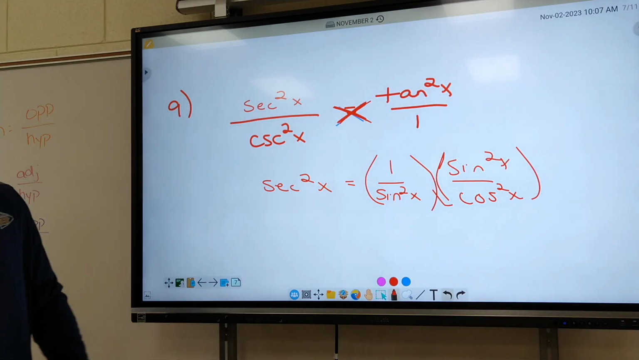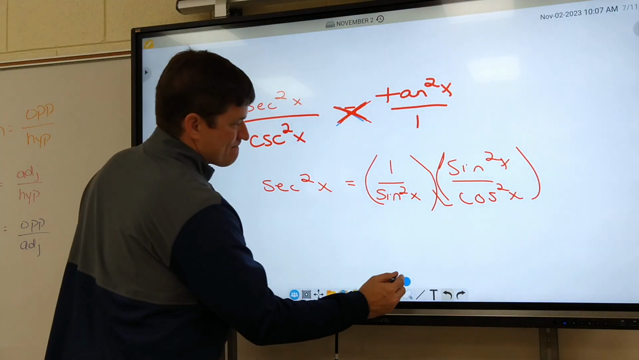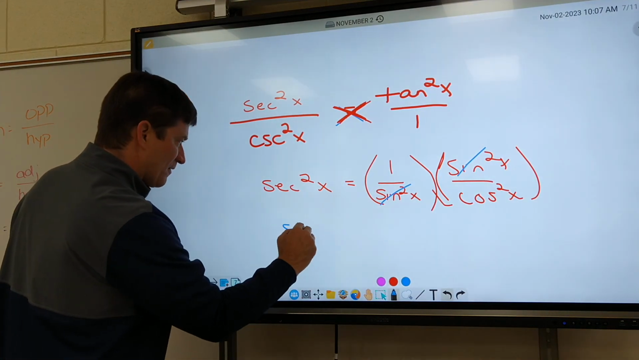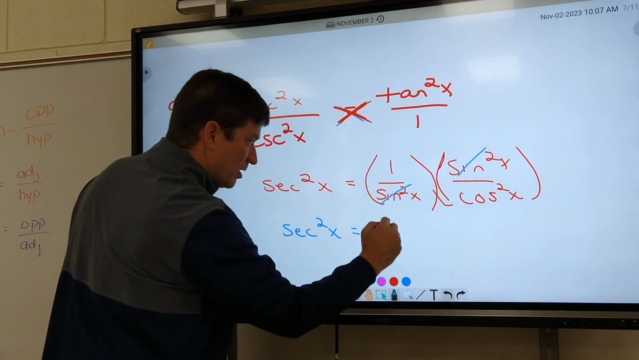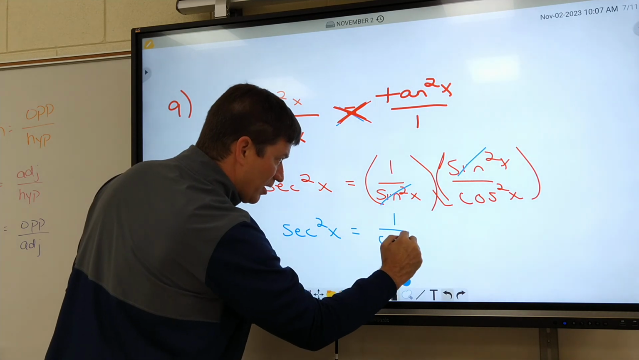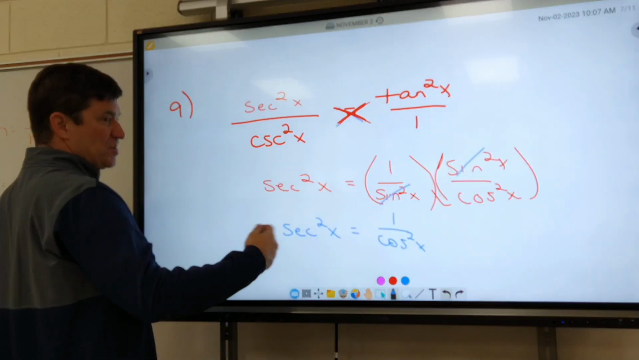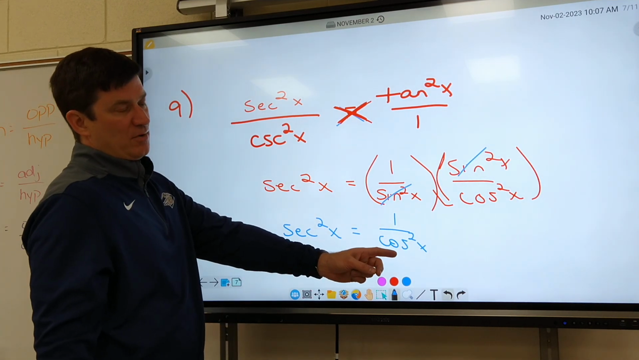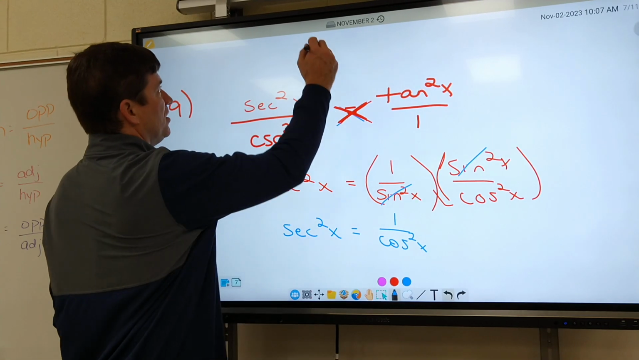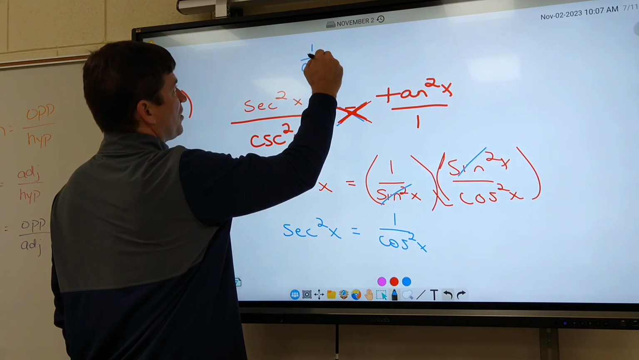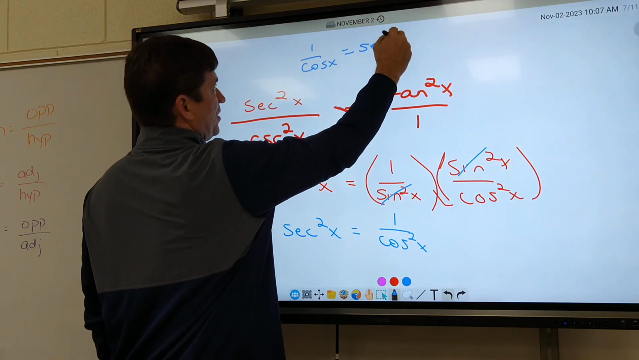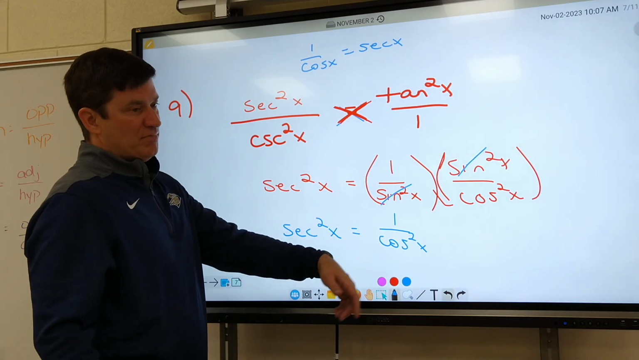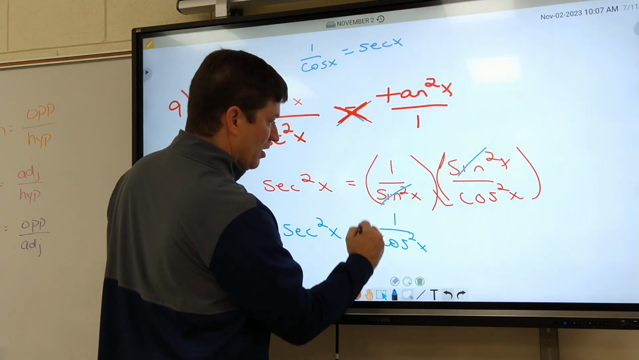Now, help me. What cancels out? Let's see. Sines cancel. So here's what I got left over: a 1 on top and a cosine squared on the bottom. Now I'm supposed to make them the same thing. Look on your formula sheet at the top. What does 1 over cosine x equal? Secant x is what it says on your paper, right? Right. So if it's 1 over cosine squared, then you just make it equal secant squared.